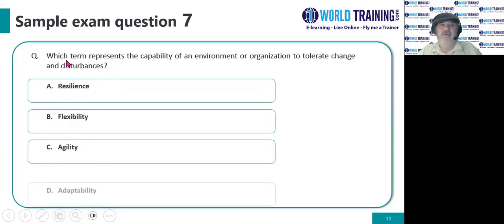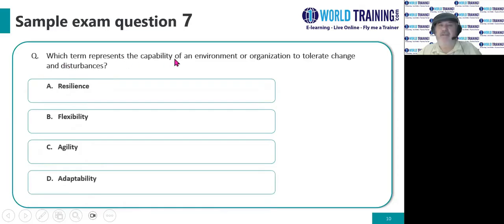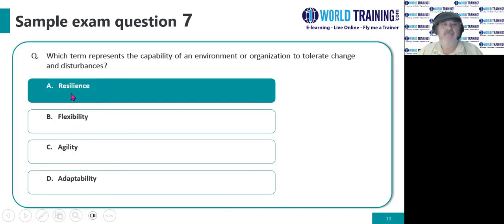Sample question 7. Which term represents the capability of an environment or organization to tolerate change and disturbances? So it's about tolerating changes and disturbances. Resilience, A, yes. Flexibility, not really about tolerating change, but it could help adapt. Agility, not really. Adaptability, no. Tolerating change is more along the lines of resilience, so A is the best answer.